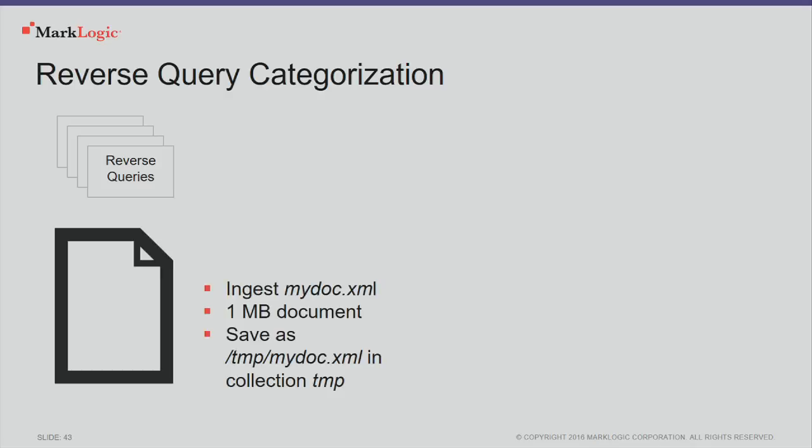So now we come along with mydoc.xml, and it's a biggie. It's 1 megabyte. And we're going to save it as temp.mydoc.xml. I'm making it temporary because I don't want anybody to be searching on it until I've categorized it.